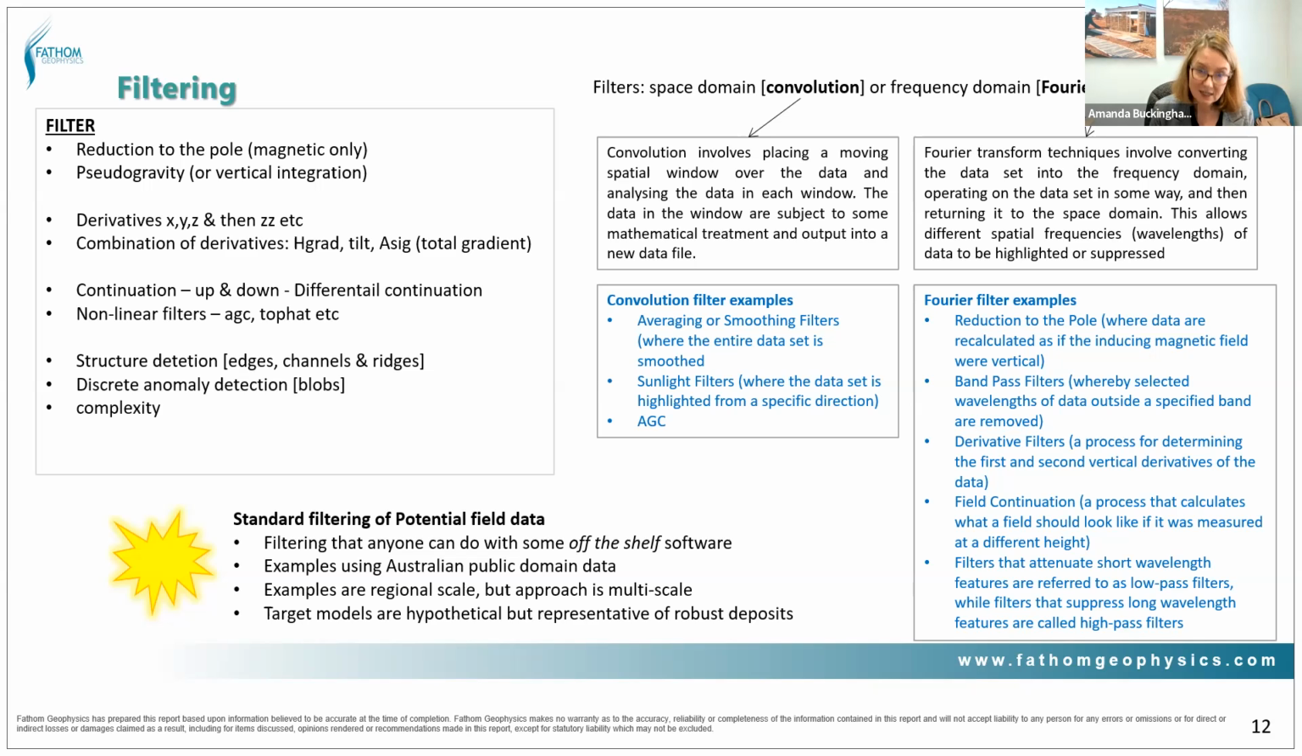And of course, there's some fantastic public domain data in other countries, particularly Canada and Finland, but I'm sticking to Australia today. The examples that I show are regional scale, but the same idea can be applied to a prospect or tenement scale. I didn't actually end up putting much in about targeting models. We can do another talk on that another day.